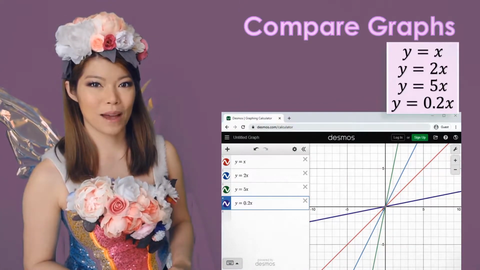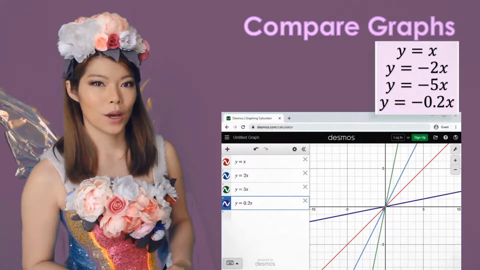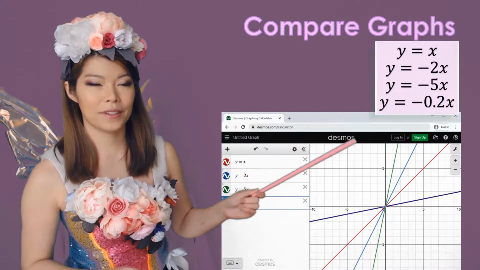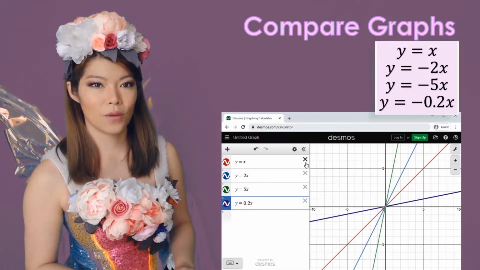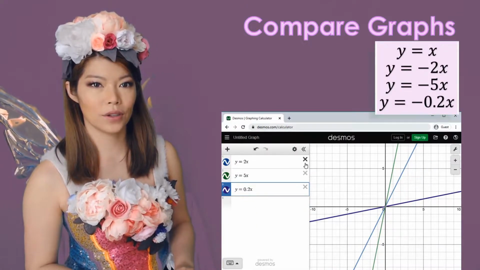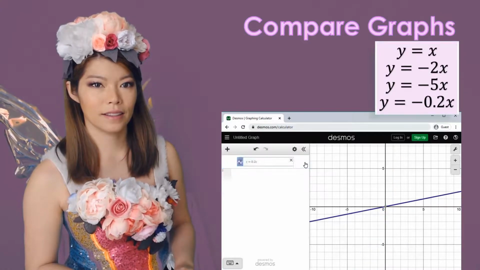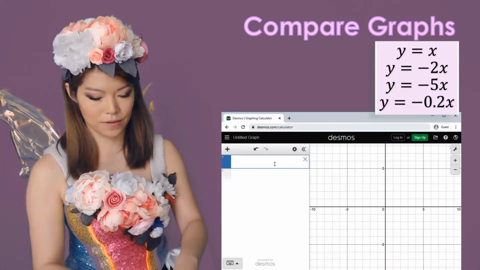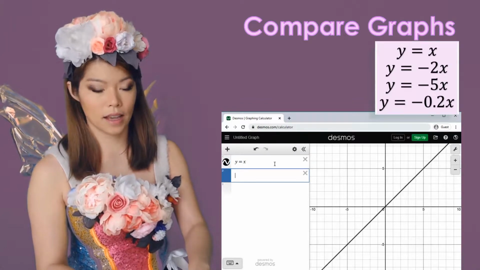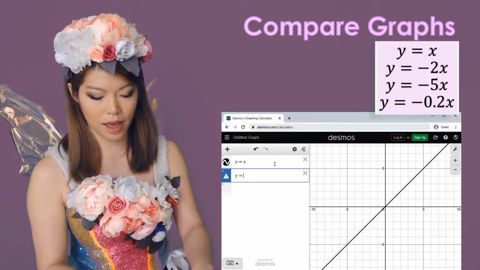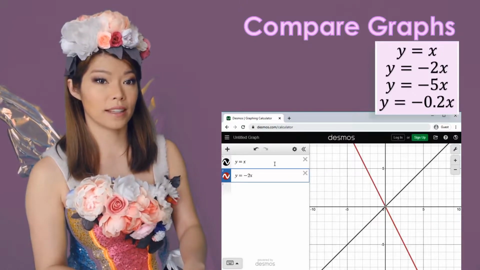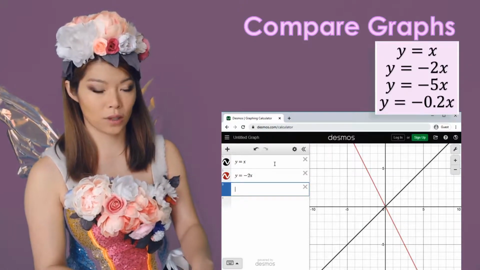Let's do another example using Desmos. What happens if I put negatives in front of the equations? So to delete the equations, we just hit the little cross. Or you can modify it, that's fine as well. So y equals x. So the y equals x line is just there so we can compare the others. Minus 2x is negative. It's going down as we expected.